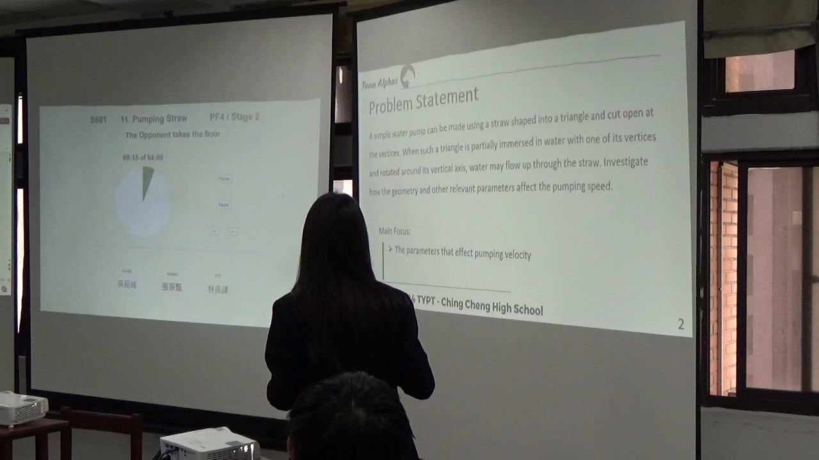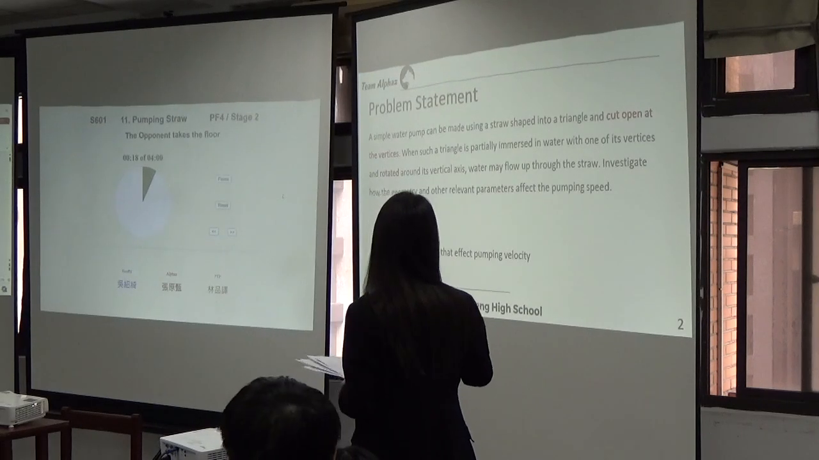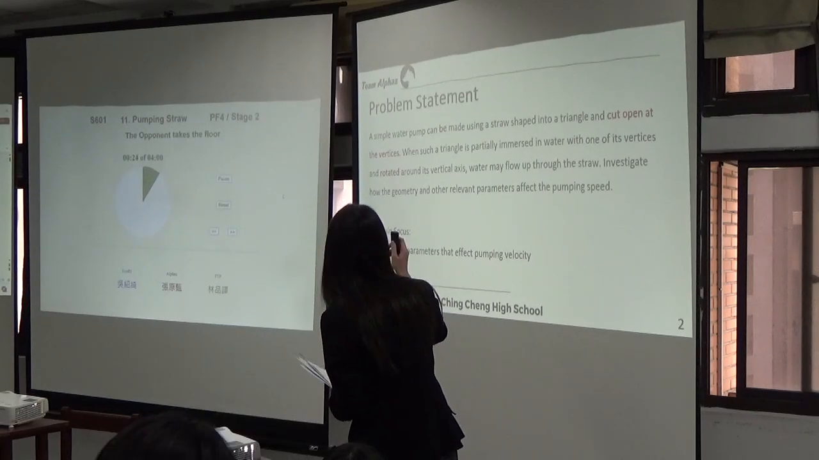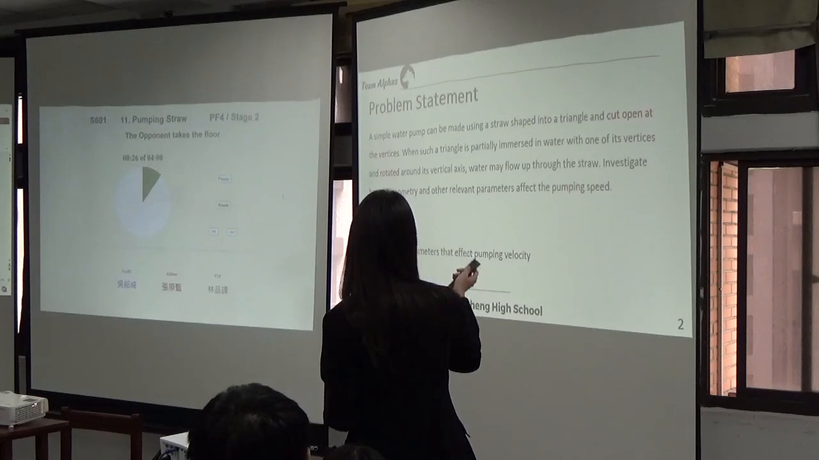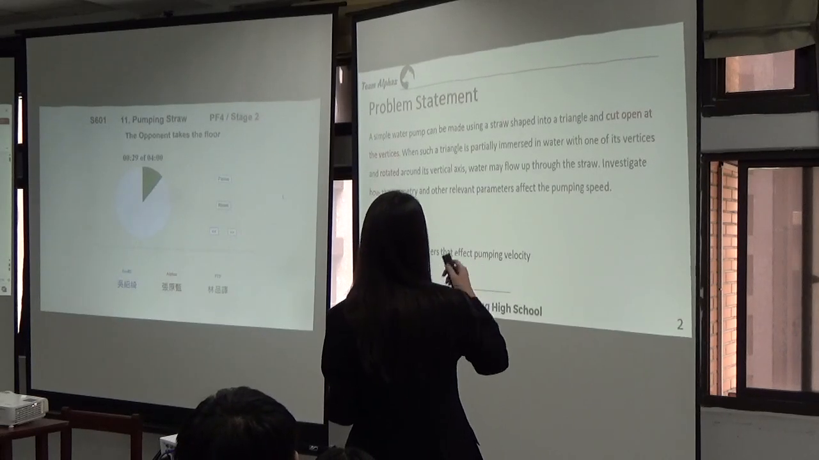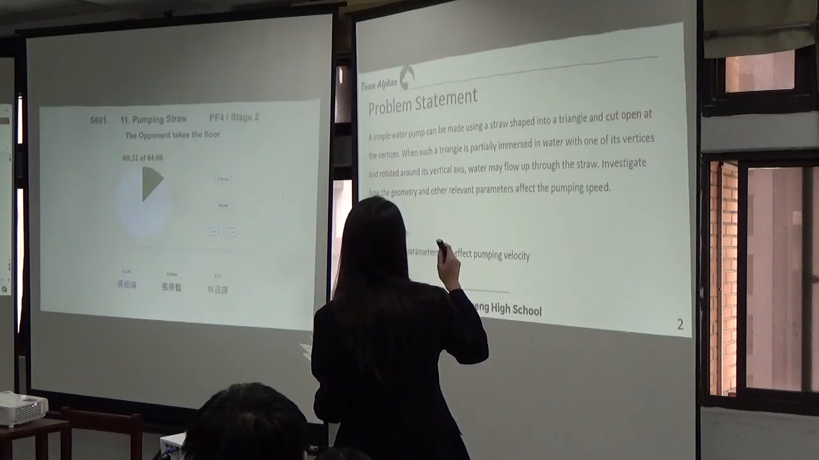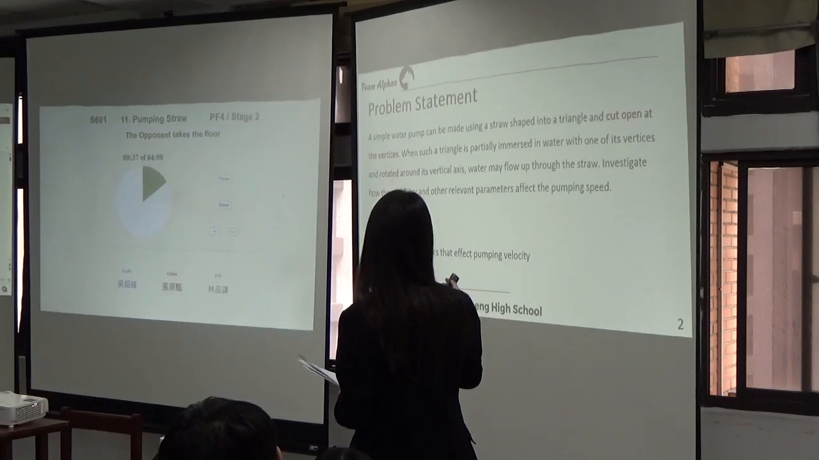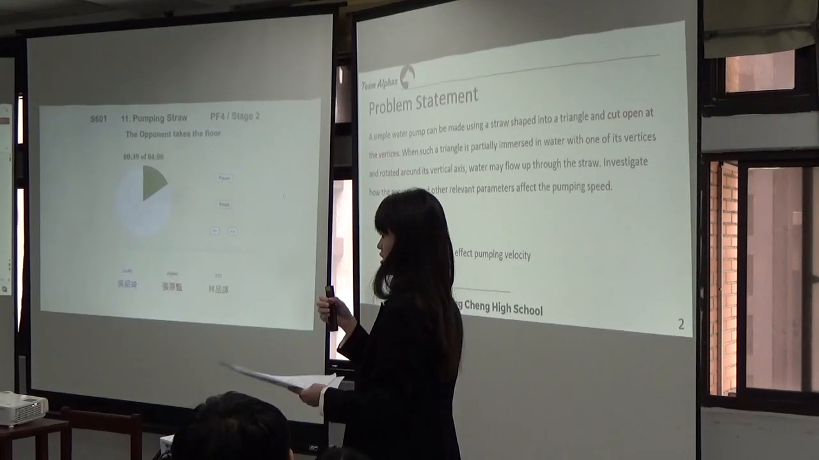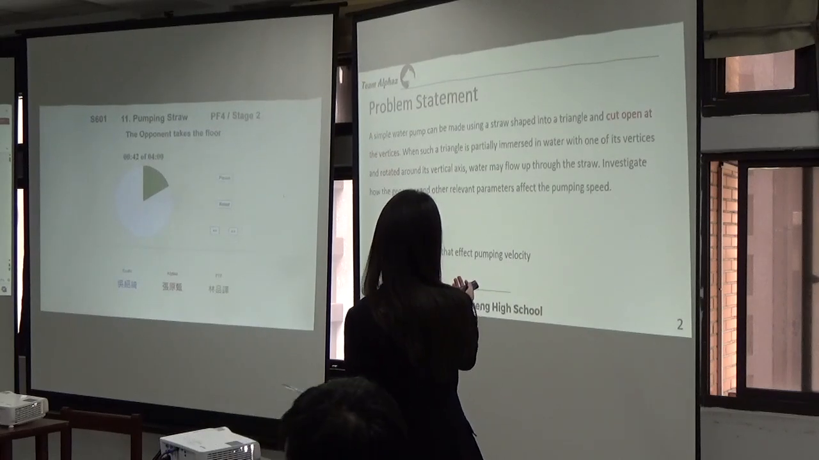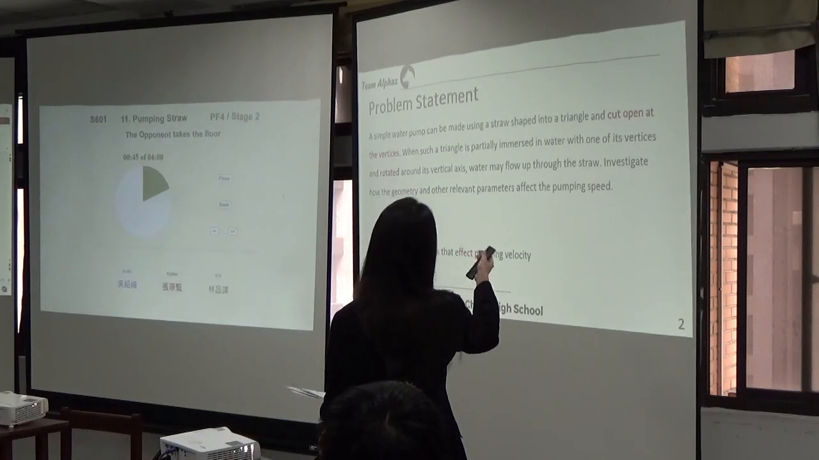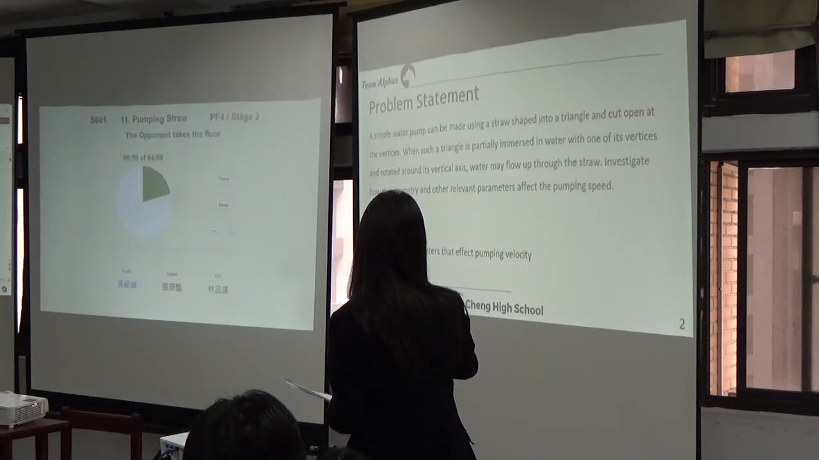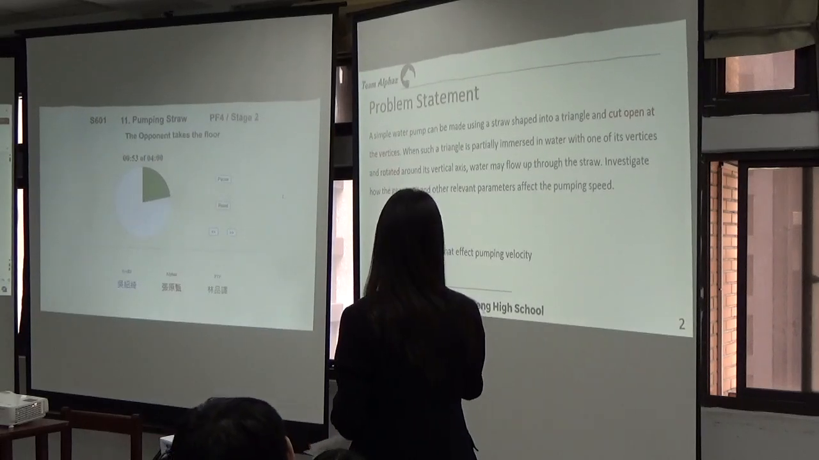A simple water pump can be made using a straw shaped into a triangle and cut open at the vertex. When such a triangle is partially immersed into water with one of the vertices rotating around the vertical axis, water may flow out through the straw. Investigate the geometry and relevant parameters and how they affect the pumping speed. So the parameters that affect the pumping velocity are the main focus.